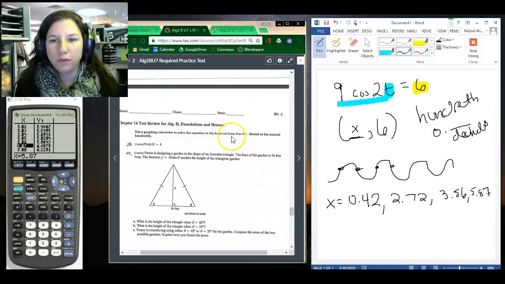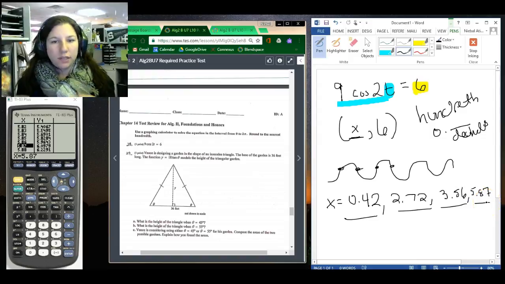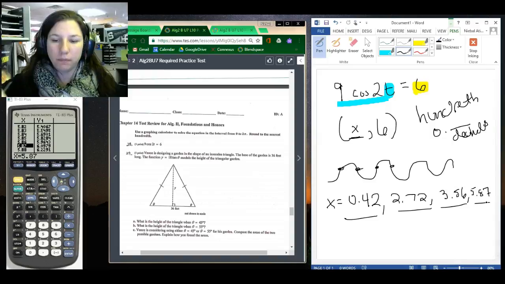And we just wanted the interval from 0 to 2 pi, so you just need to find 4 points. Obviously, it's going to keep going forever and ever. It's going to keep cycling through. So there's an infinite number of x values that are going to give you 6, but you just need to find the first 4.